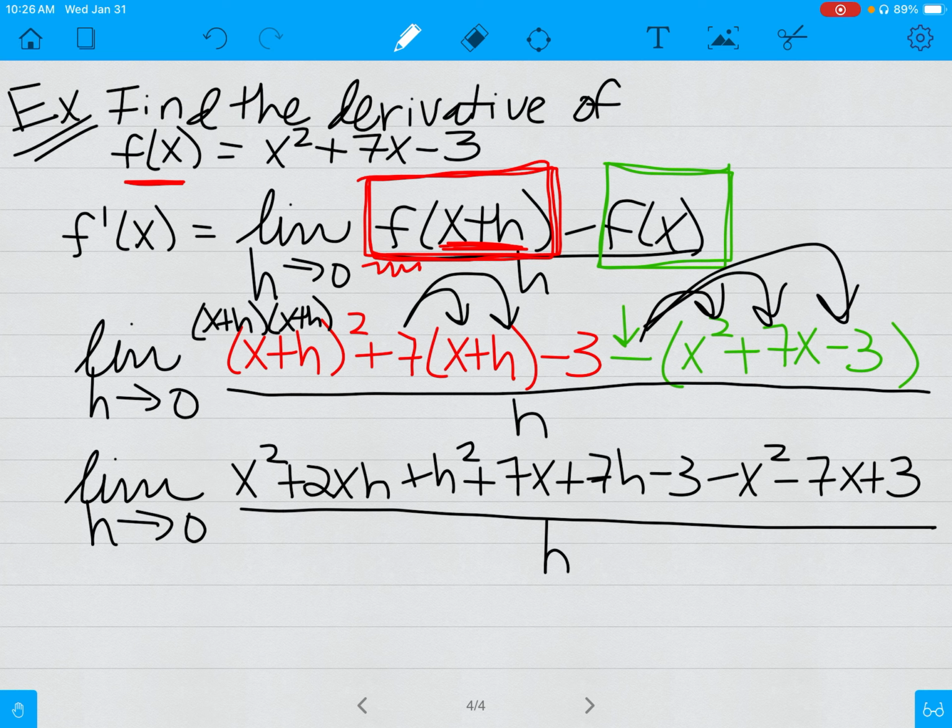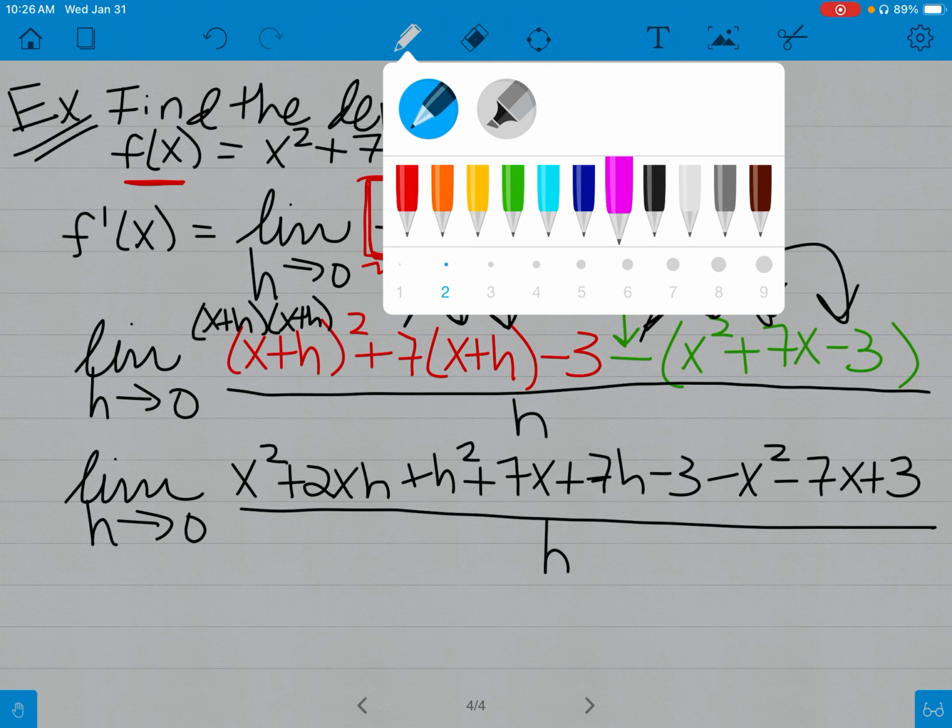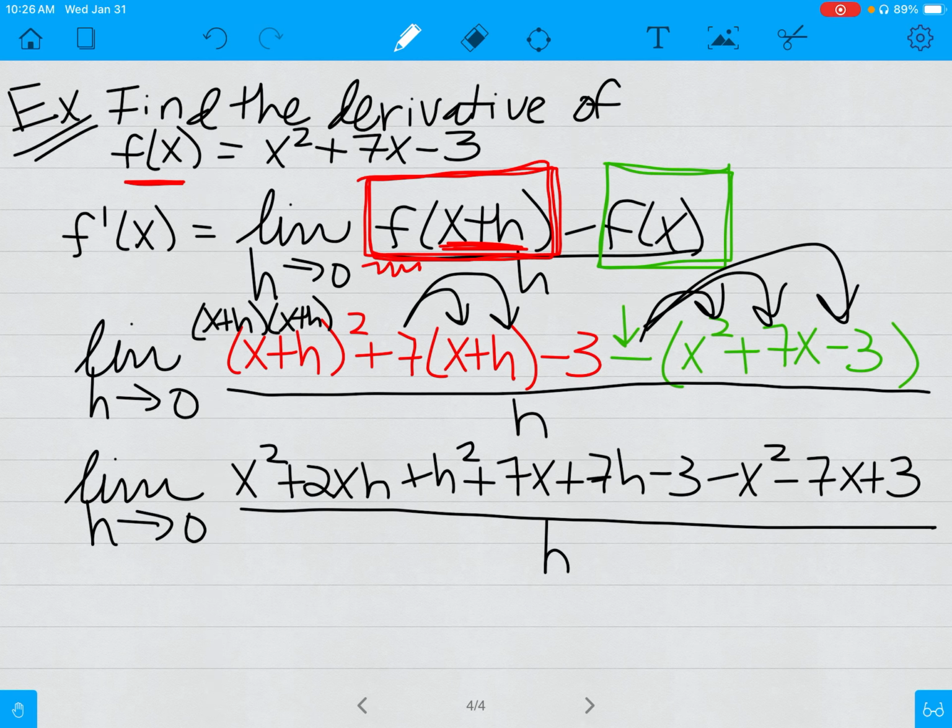Then at this step, you'll notice that a lot of things will cancel. So for example, my first term is an x squared. I have a minus x squared down here. Those cancel, right? I have a 7x, I have a minus 7x. Those cancel. I have a minus 3, I have a plus 3. Those cancel. So a lot of things just canceled. And when all the dust settles after all that canceling, what are we left with?